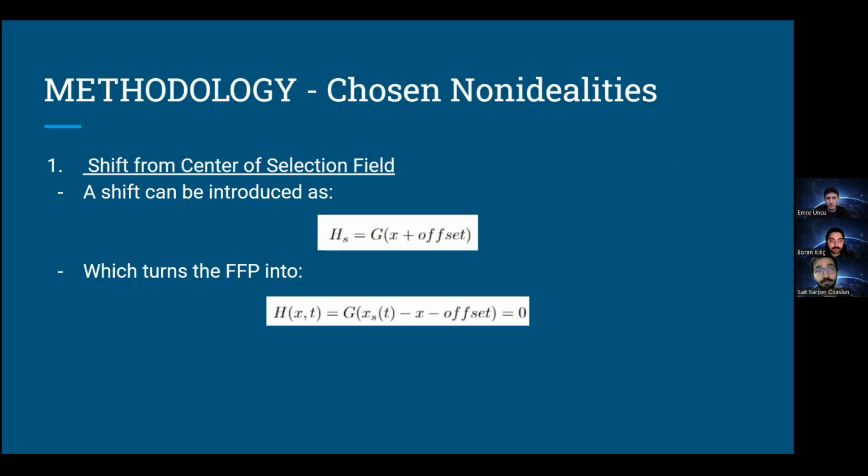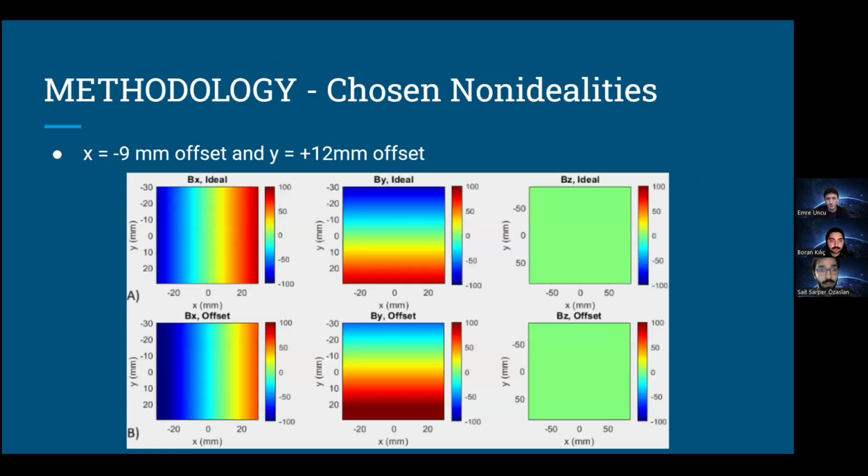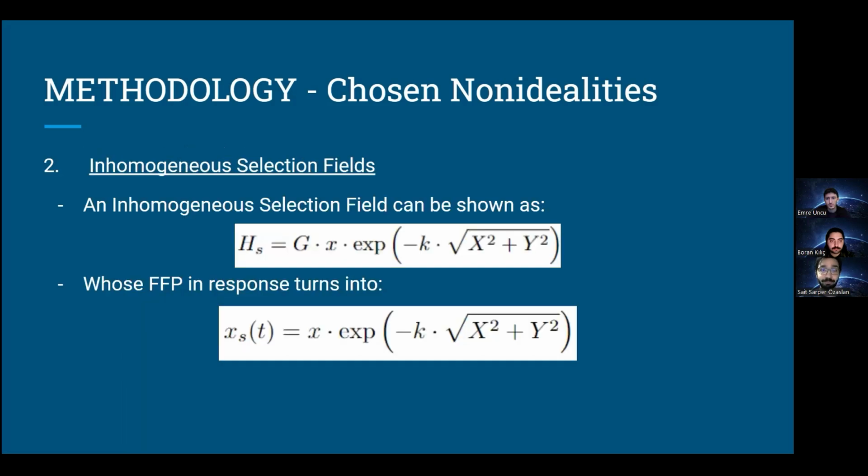We have chosen two non-idealities for our project, the first of them being a shift from the center of the selection field. A shift can be introduced in the selection field with an offset, which in turn creates a similar offset in the FFP as well. Looking at the comparison of the ideal case and the offset, you can see that it shifts a little in the positive direction for a negative offset and a little in the negative direction for a positive offset.